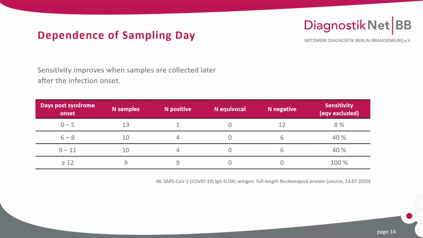And to expand on that a little bit more in detail, the dependence of sampling day is significant. Here we always start at T0 with the onset of syndromes, taken as the onset of disease, and the variation is between 0 days and more than 12 days, and the number of samples are given. But what you see right on the right side is the sensitivity increasing from 8 up to 100%, and that is obviously clear if you take into account the graph I showed in some transparencies before.